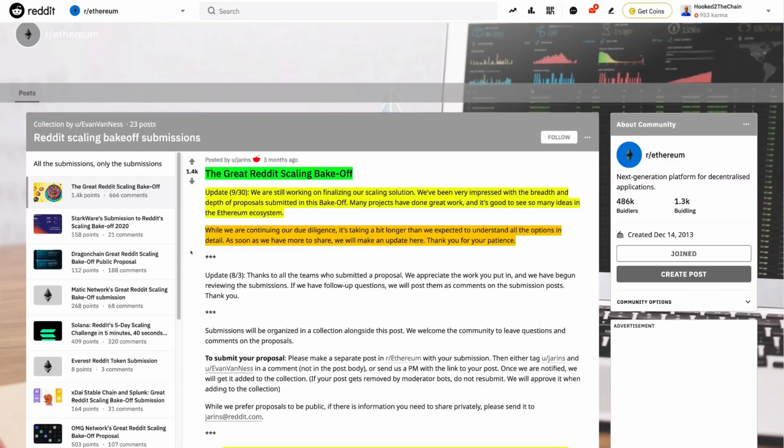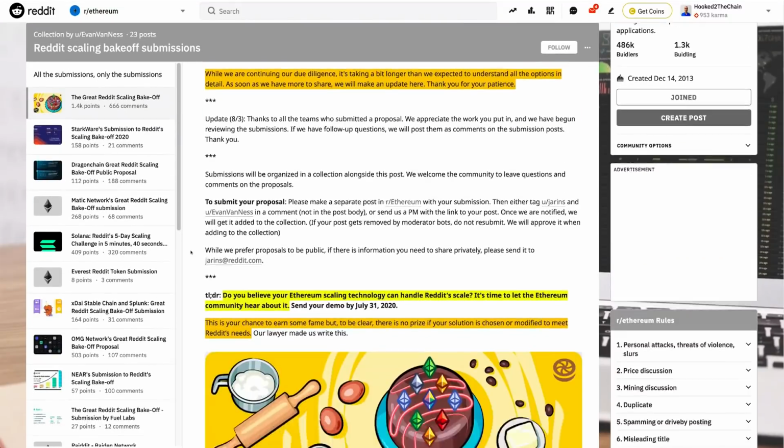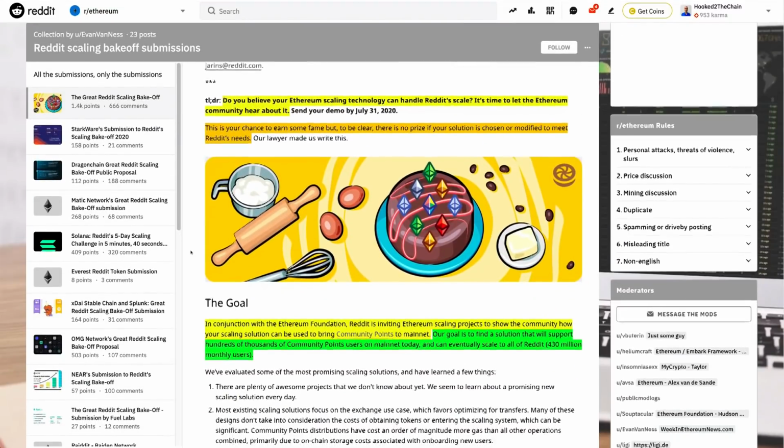Now, for those of you who don't know, this great Reddit scaling bake-off, which was announced several months ago, is about trying to get Reddit to scale. So they want to show the community how the scaling solution can be used to bring community points to the mainnet. So our goal is to find a solution that will support hundreds of thousands of community points users on mainnet today and can eventually scale to all of Reddit.